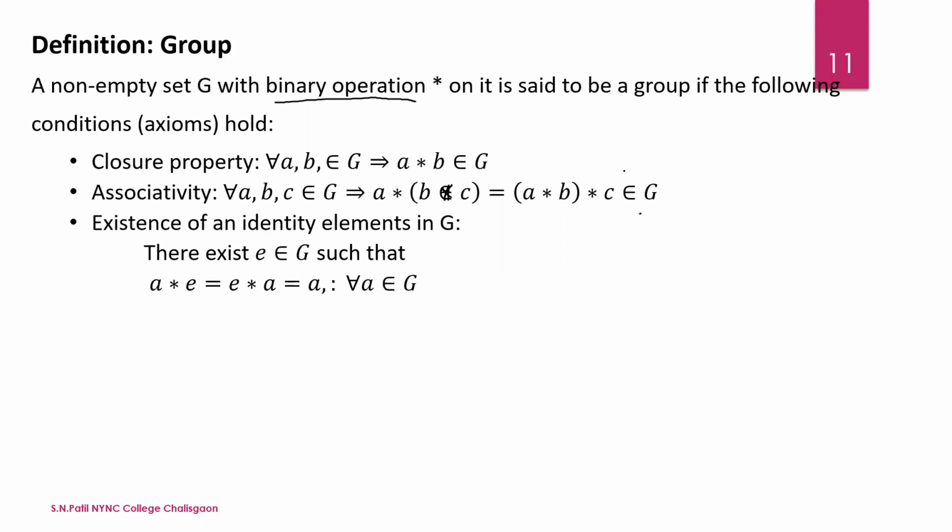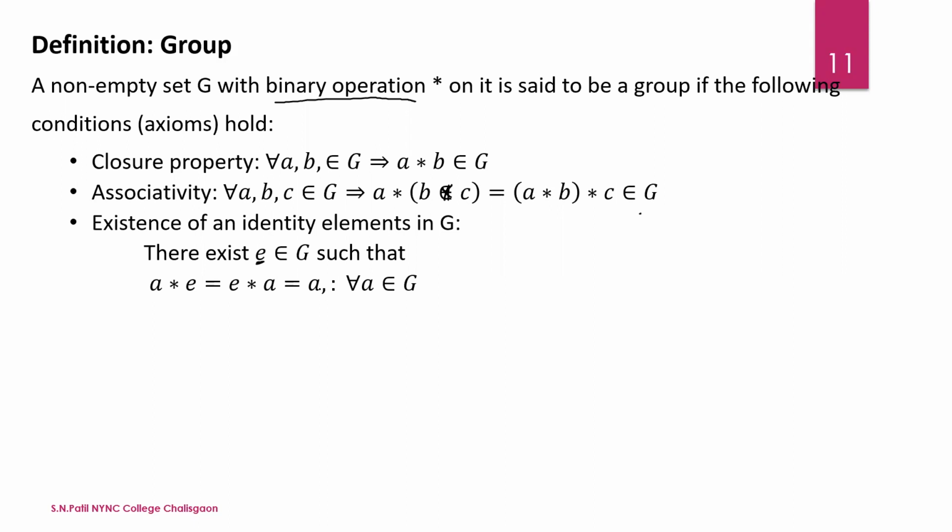Now next is existence of an identity element in G. There exists E, where E means the identity element, such that A star E is equal to A, and E star A is equal to A for every element in the set G.